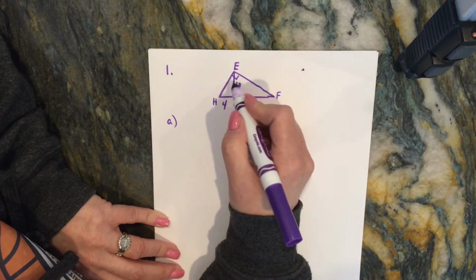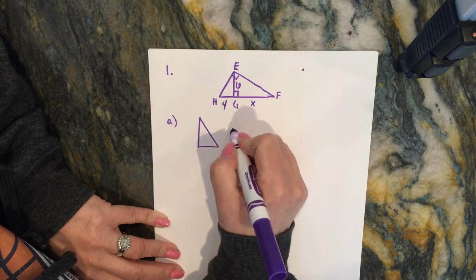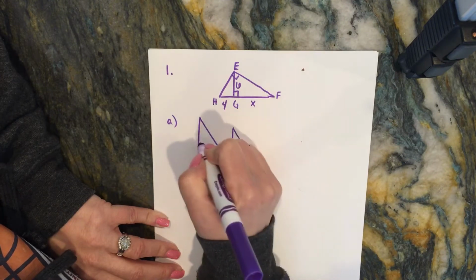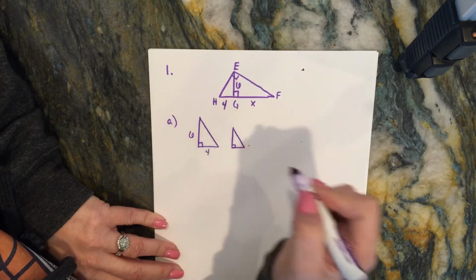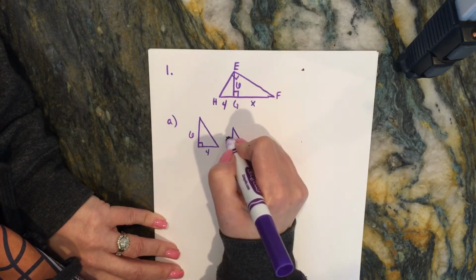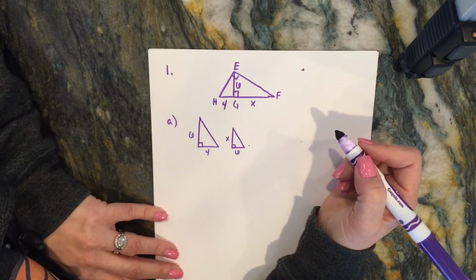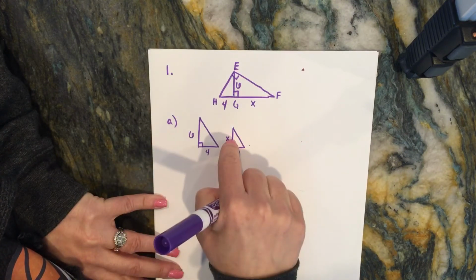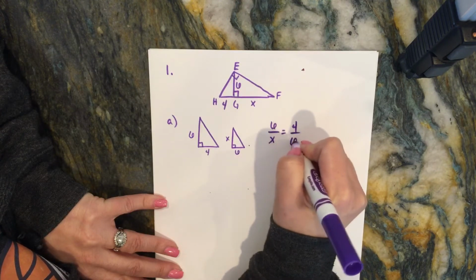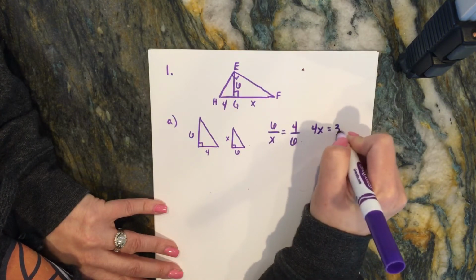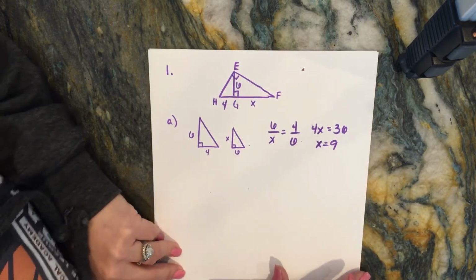So it looks like we're working with the small and the medium triangles. You can go ahead and redraw them if it's easier for you to visualize it. There's our small and our medium. In the small, we know the longest leg and we know the shortest leg. In the medium, we know the longest leg is X and the shortest leg is 6. We don't know the hypotenuse. All right, so we can set up our proportion. 6 is to X as 4 is to 6. And you cross multiply, 4x equals 36, so x equals 9. I'm sure you got that right because you are brilliant young people.